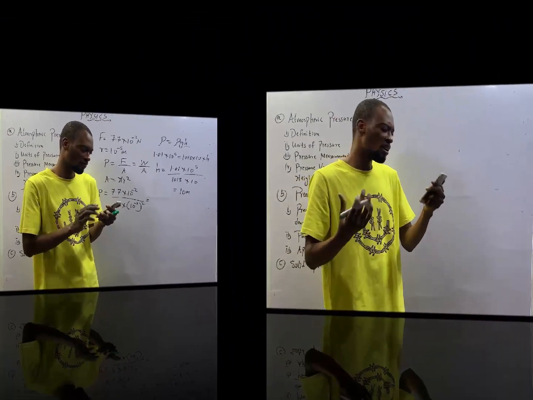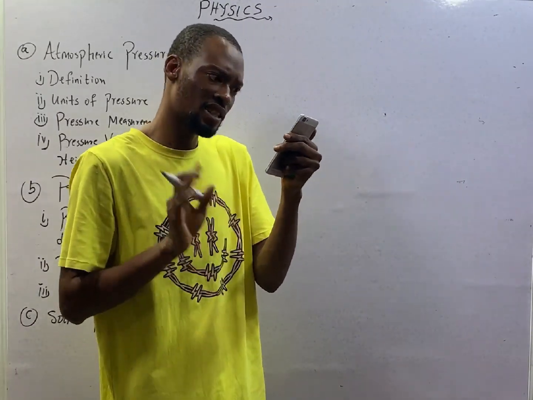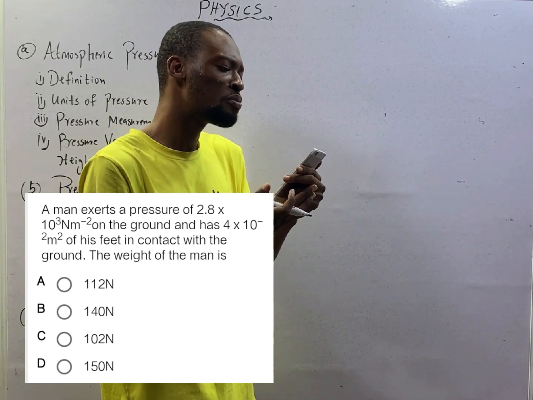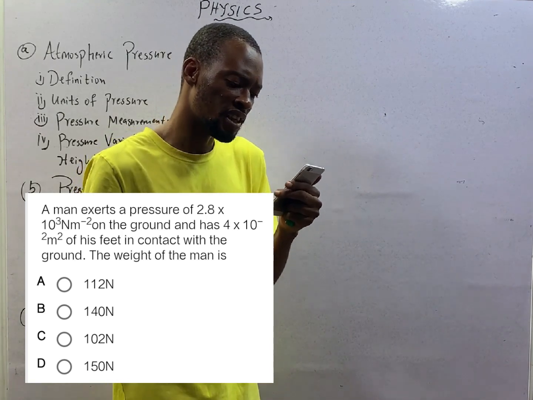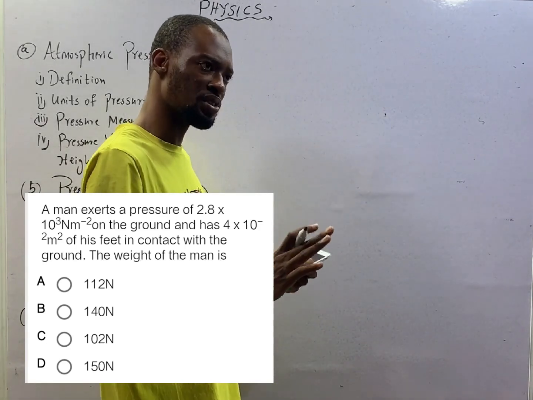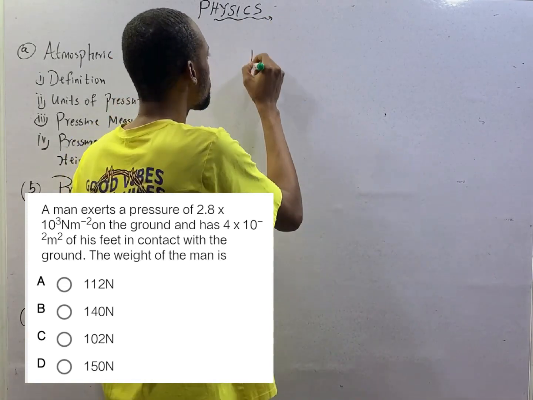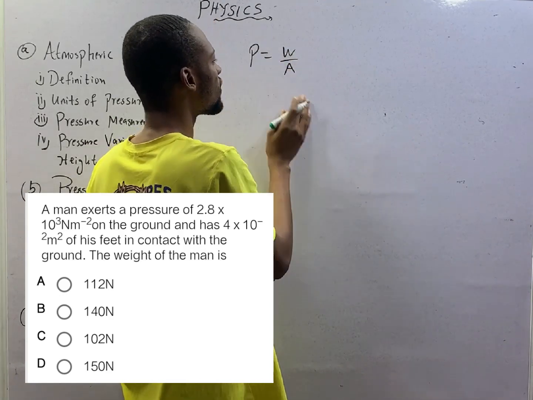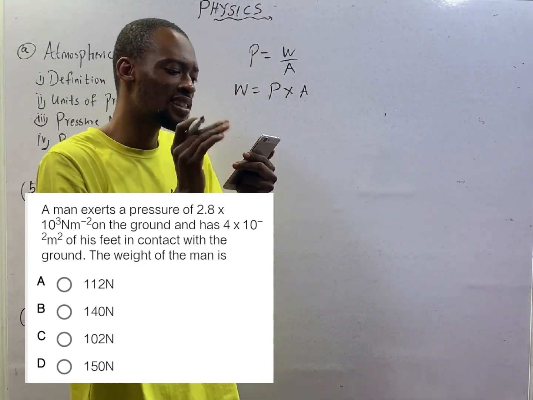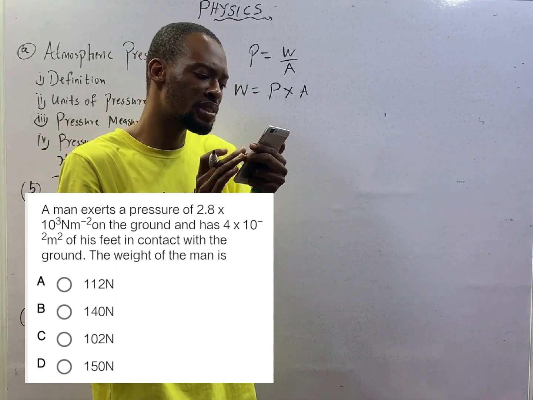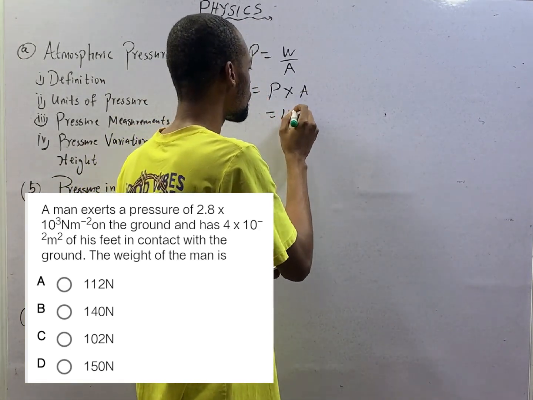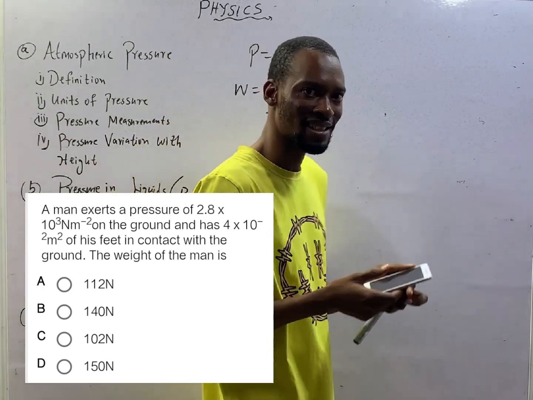That is option C. A man exerts a pressure of 2.8 times 10 raised to the power of 3 on the ground and has 4 times 10 raised to the power of minus 2 meters squared on his feet in contact with the ground. The weight of the man is dash. Since the man is in contact with the ground, weight equals force. So pressure equals weight over area instead of force over area. Weight becomes pressure times area. What is pressure? 2.8 times 10 raised to the power of 3. What is area? 4 times 10 raised to the power of minus 2. When you multiply them, you should arrive at 112 Newton. So that is the answer as seen in option A.